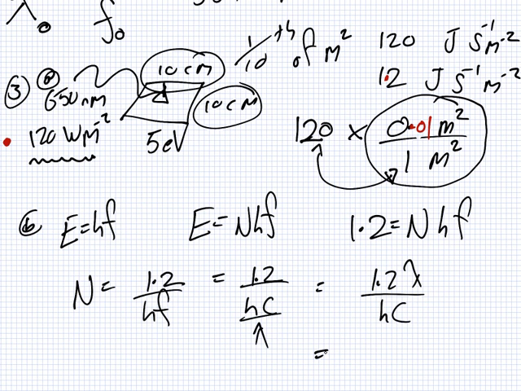What number is c? 3 times 10 to the 8, is it? Yes. Super. And of course I typed it in backwards. Okay, and what was the wavelength here? 650 nano. Right, I got 3.927 times 10 to the 18 photons per second.